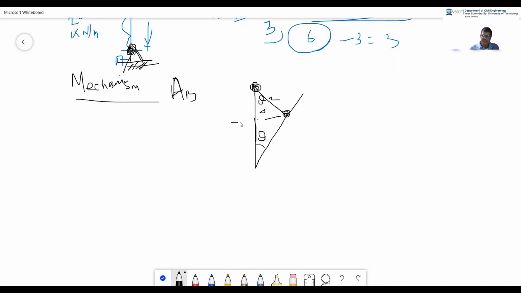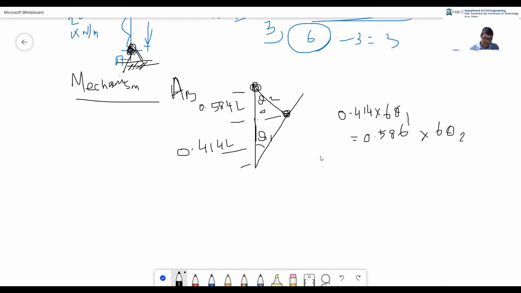So we can say, from this end, the distance is 0.414L, and from the other end 0.586L. We have seen that for a propped cantilever, from the prop end it is 0.414L. So we can write 0.414 into 6 into theta 1 equal to 0.586 into 6 into theta 2. We can find the relation between theta 1 and theta 2.